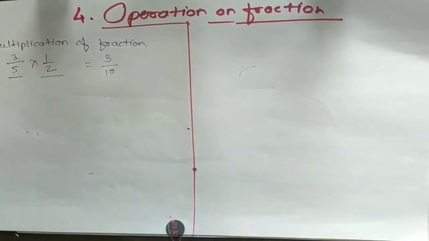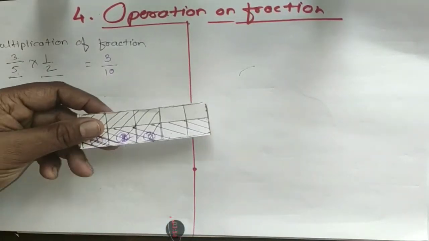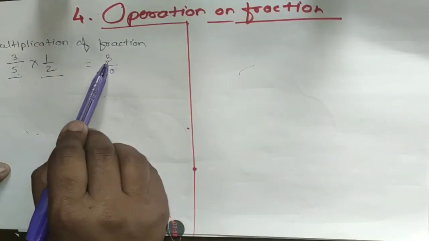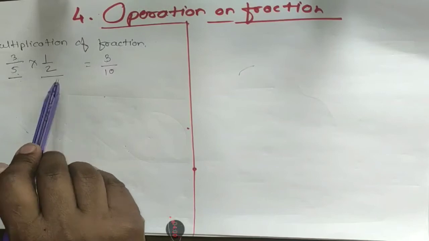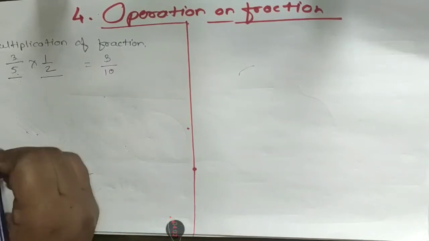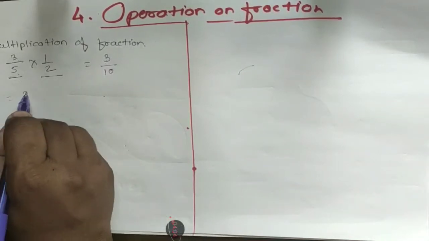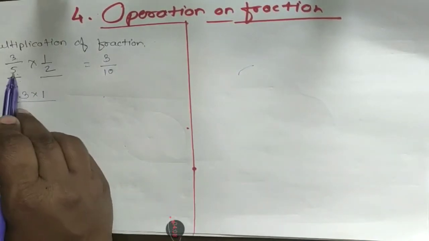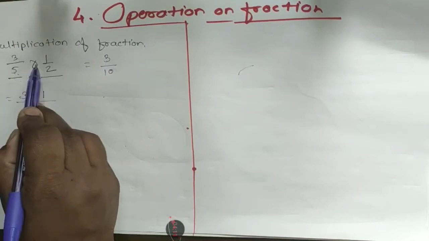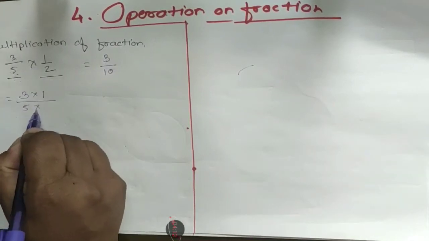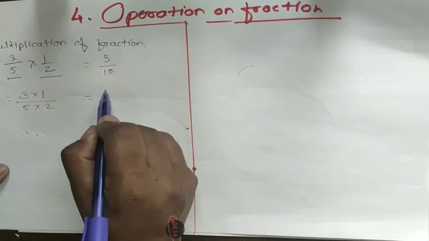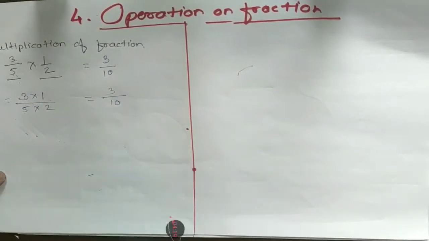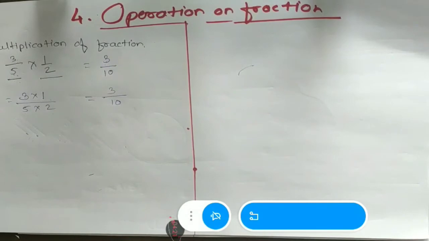So if you use this strip, it is for understanding; otherwise we can do it directly. We have to do the numerators multiplication and afterwards the denominators multiplication. So you can solve it in this way also. You just multiply the numerators: 3 ones are 3, and the denominators: 5 into 2 is 10. You learn the tables first of all because tables are very important. So this is 3 upon 10.